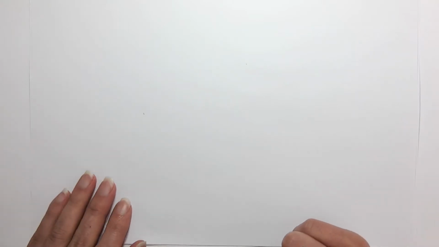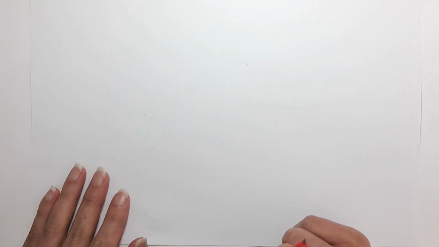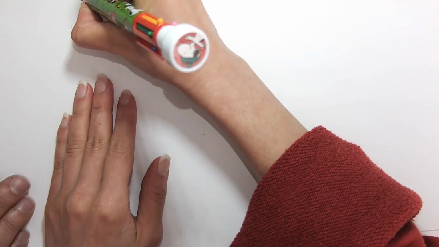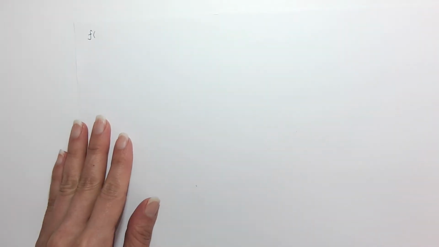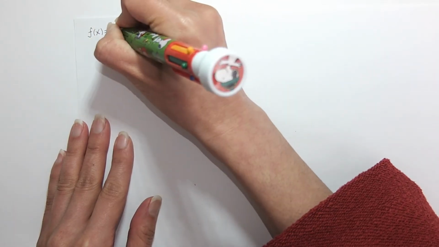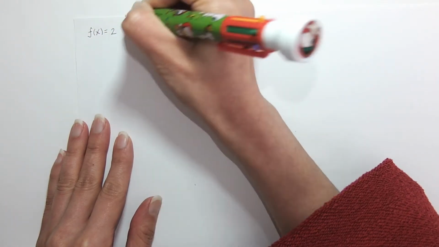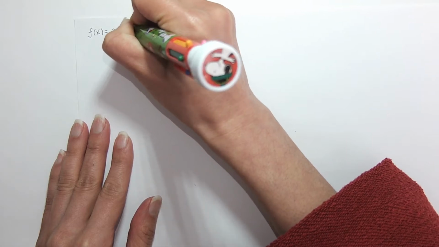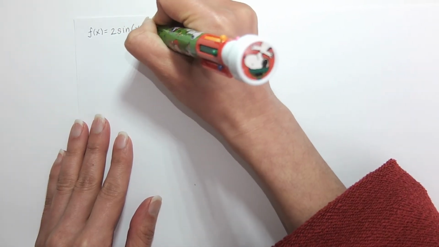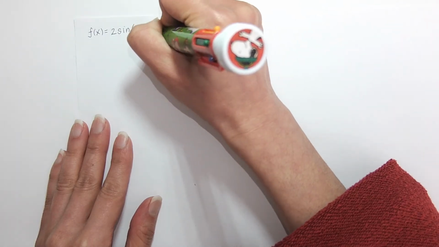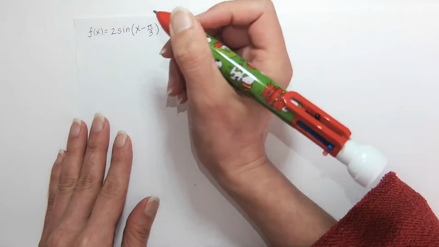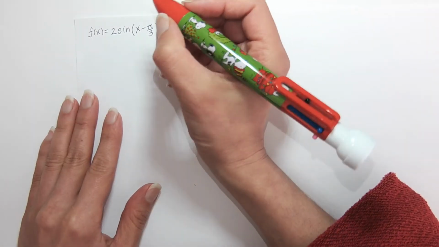This video is how to graph a sine wave that is f of x equals an amplitude of 2 sine x minus pi over 3. That's my phase shift of pi over 3. Even though it says minus, we're going to be moving things to the right by pi over 3.